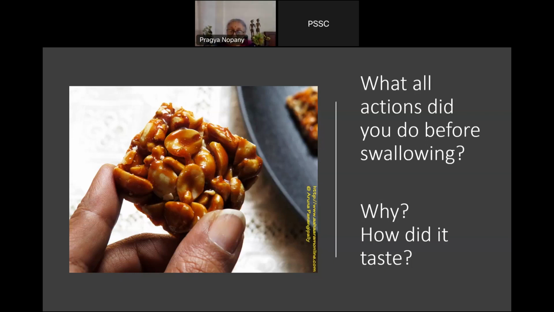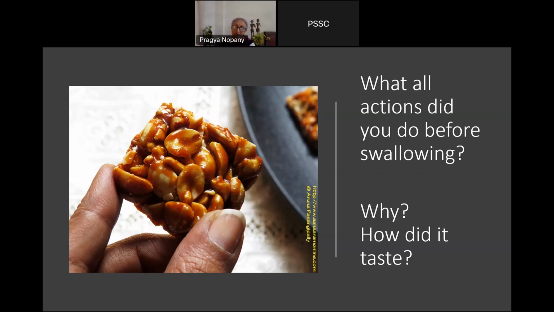That means they are aware that the need to chew it is there. Why they have to chew, they might be able to tell you that they wanted to break it into pieces. And then they also become aware at the same time that there are taste buds on their tongue which allow them the sensation of different kinds of taste.